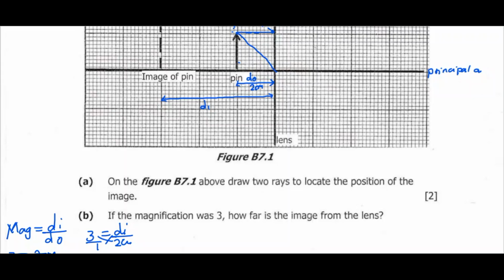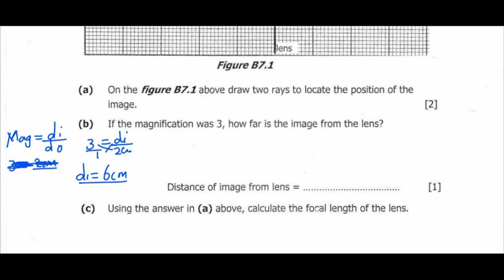So this means that here we have 6 centimeters, and it makes sense, so that if we were to find the magnification, we know that magnification is equal to the 6 centimeters divided by the 2 centimeters. So 6 divided by 2 will give us 3, which is here.